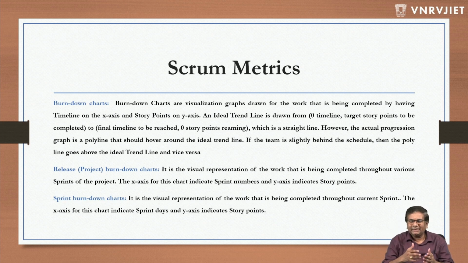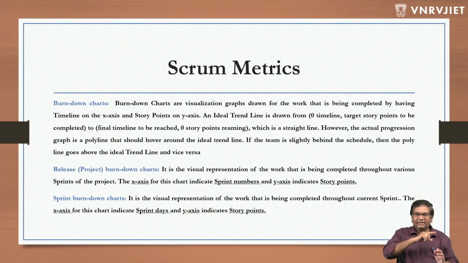Whereas when they start working, the actual line would not be a straight line, right? It will hover around that line, because like I said, the capacity is not going to be the same in every sprint. Some people will take holidays. There are so many hiccups, could be anything. But it should not deviate too much, right? It should hover around that line. That's the burn down chart.